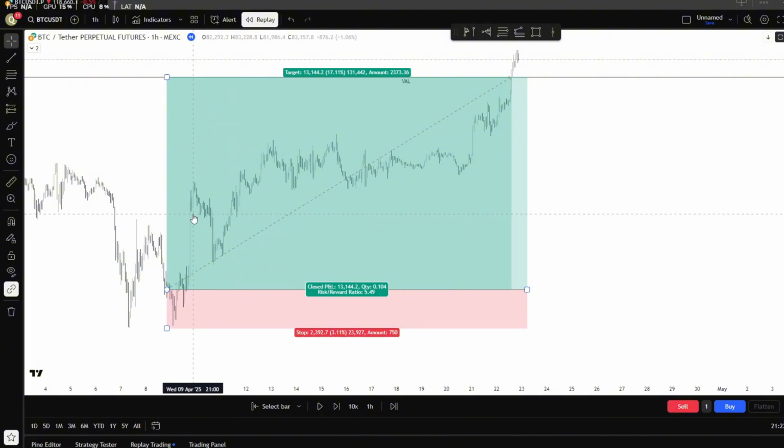As you keep watching that replay now, you'll start to understand exactly what I'm looking at in the market and hopefully be able to catch some trades like this.